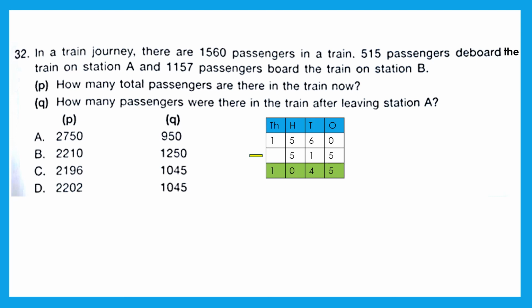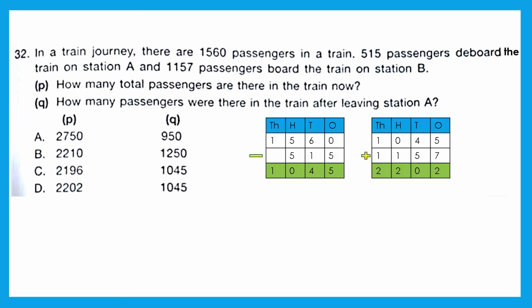So 1,045 passengers were there on the train when the train started from station A. Then when it reached station B, more passengers got added. So let's sum these two. 1045 plus 1157 is equal to 2202. And that is the total passengers right now there in the train. So we have option D, which has P as 2202.